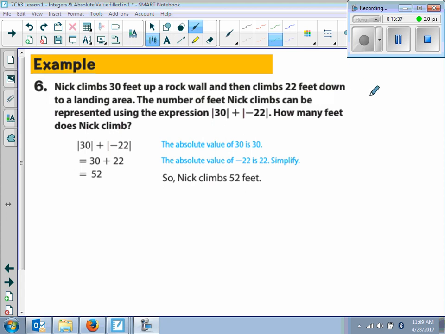Nick climbs 30 feet up a rock wall, then climbs 22 feet down to a landing area. The number of feet Nick climbs can be represented using this expression. How many feet does Nick climb? So here, the expression that we are going to evaluate is the absolute value of 30 plus the absolute value of negative 22. So the absolute value of 30 is 30, plus the absolute value of negative 22 is 22. So we have 30 plus 22, which is equal to 52. So Nick climbs 52 feet.